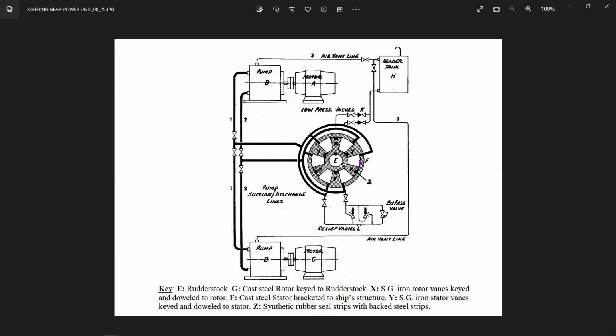This entire stator is there. It will be connected to the ship structure. Steering gear iron stator vanes are keyed and doweled to the stator. These are also keyed and doweled. You see here, right? Okay, synthetic rubber strips backed with steel strips. Okay, steel strip is on the back and synthetic rubber in front to give the sealing of it on the rotor as well as on the stator head. Means on the rotor outside, on the stator inside, side sealing is there.